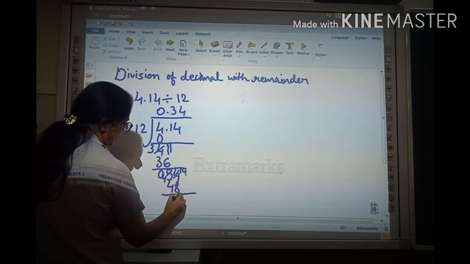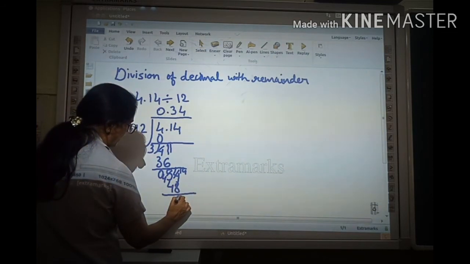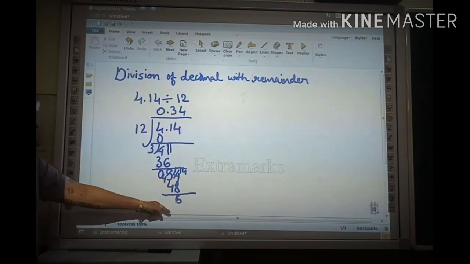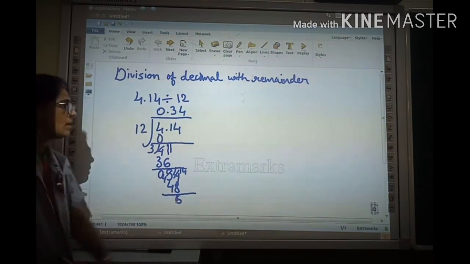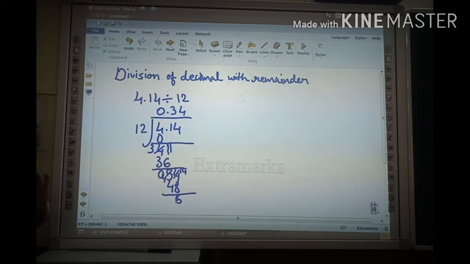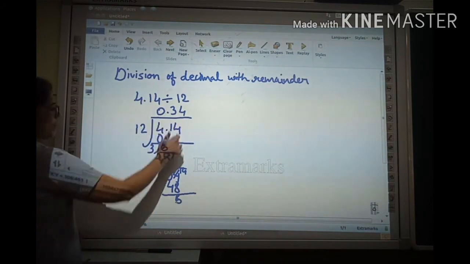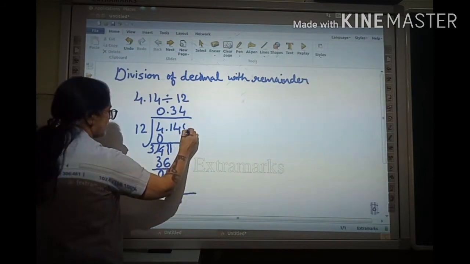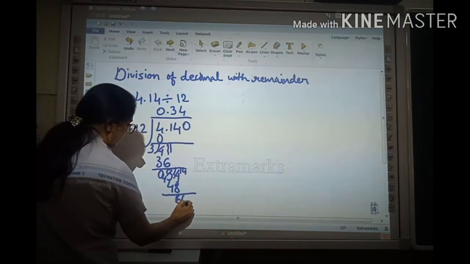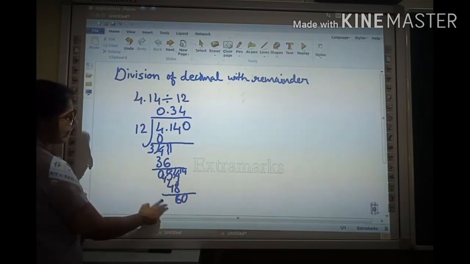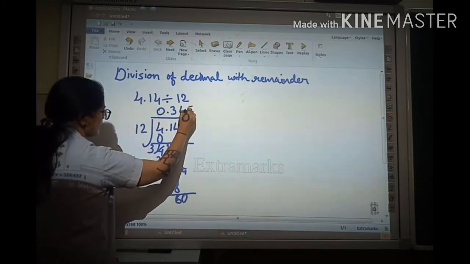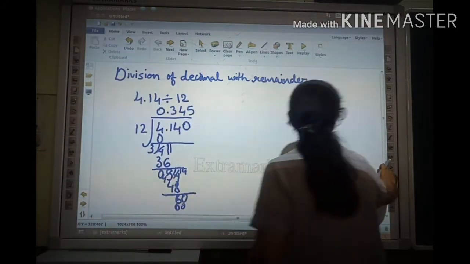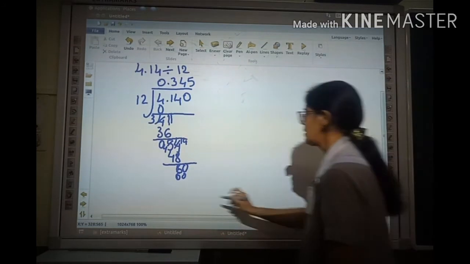14 minus 8. So here we will get 6, right? So what is our remainder? 6. But still, if I add extra 0 to this number, I can divide with the 12. So I will add the extra 0 here, then I will place here also. So now I can divide 12 5s are 60. Understand, children?